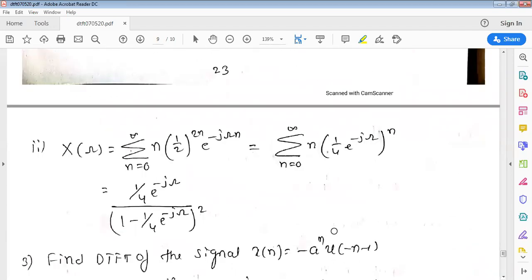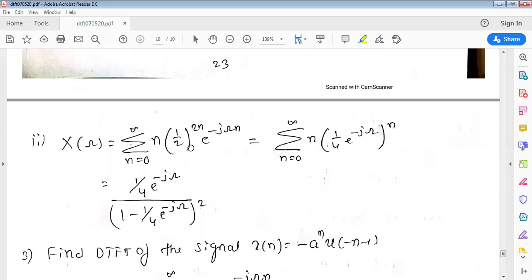Okay. Now we'll pick up one more, which is also very similar to this one. n into half power 2n e power minus j omega n. Now what will I write? I'll write 1 by 2 square first, that will become 1 by 4 power n e power minus j omega n. So now once again it will become a power n. So first to obtain, directly write the answer. Fourier transform of a power n u of n is nothing but 1 by 1 minus a e power minus j omega. But what is the Fourier transform of n into x of n?